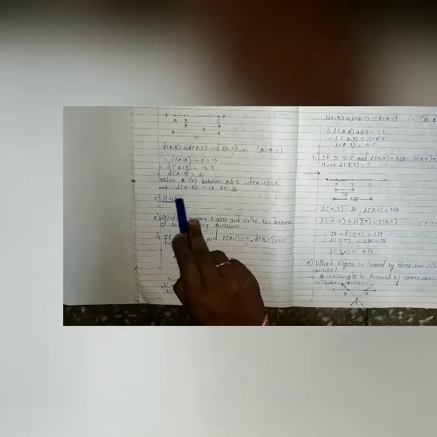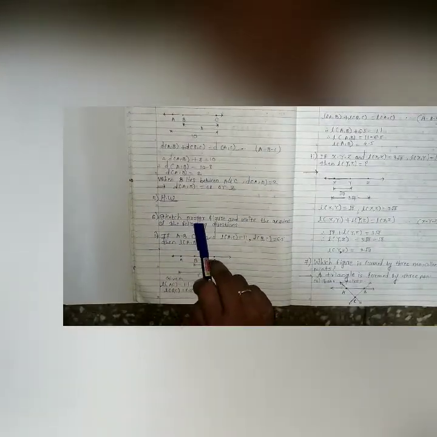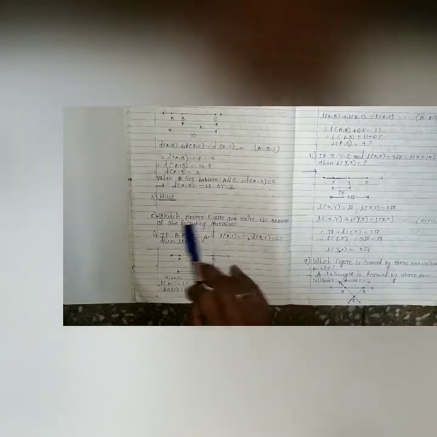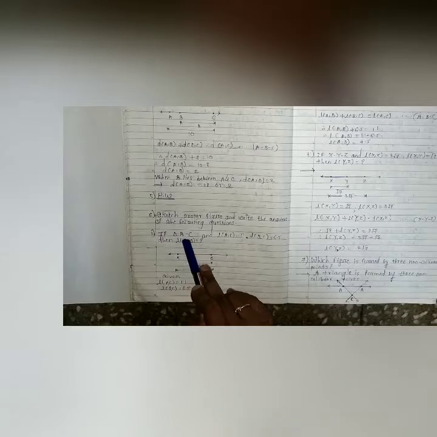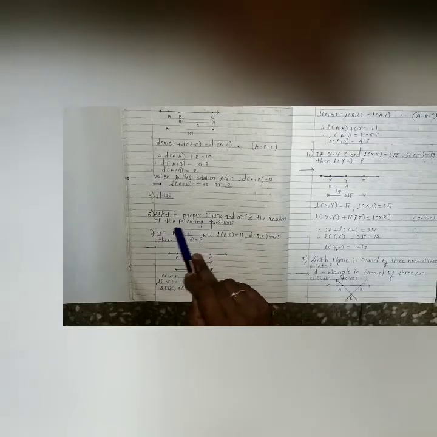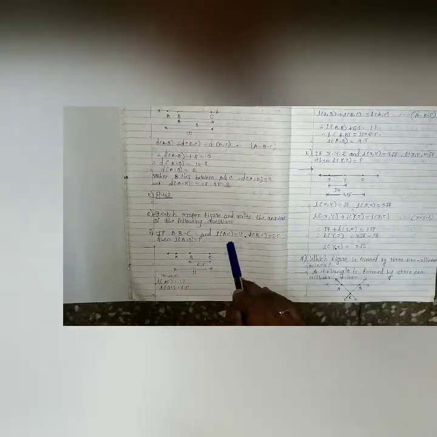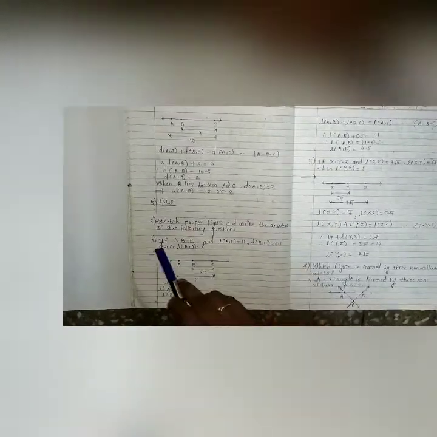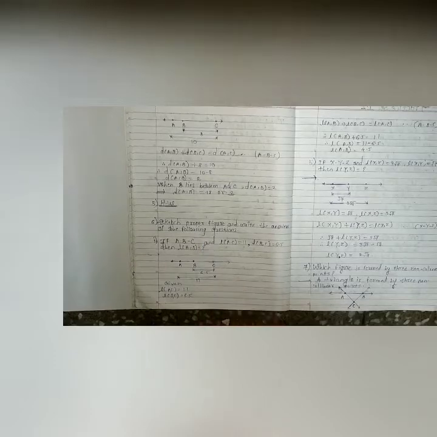Now example number 5 is homework. Example number 6: sketch a proper figure and write the answer of the following question. First, if A-B-C means B lies between A and C, and length of AC is equal to 11, length of BC is equal to 6.5, then length of AB is equal to what?